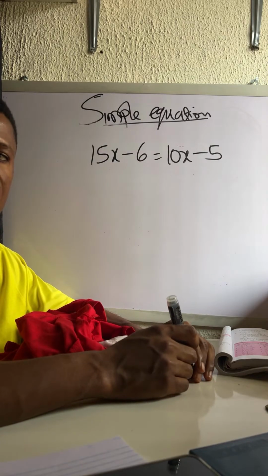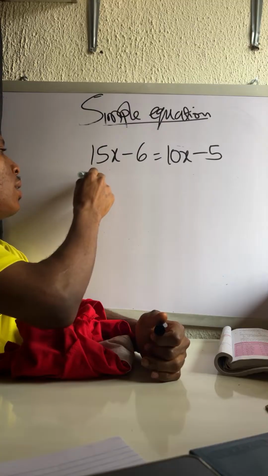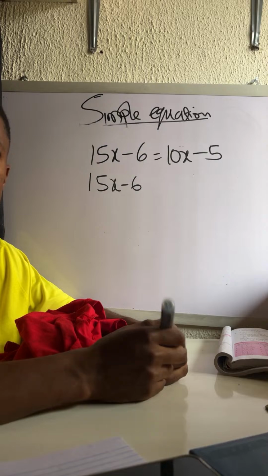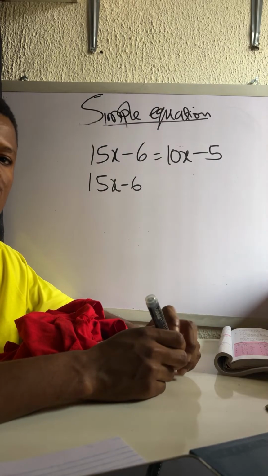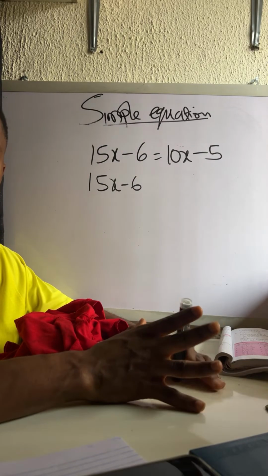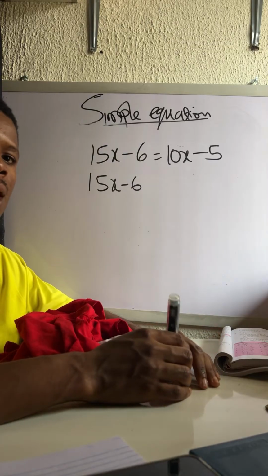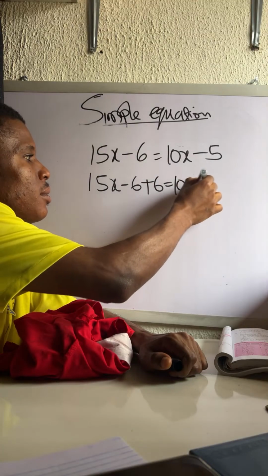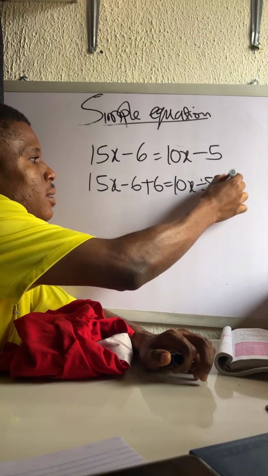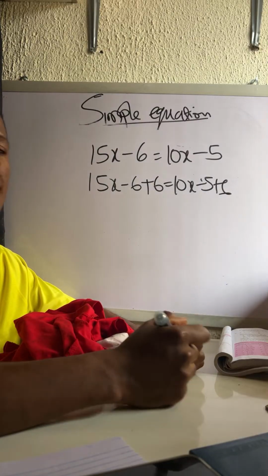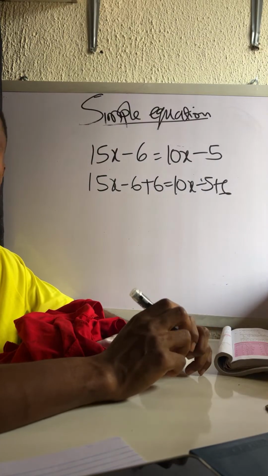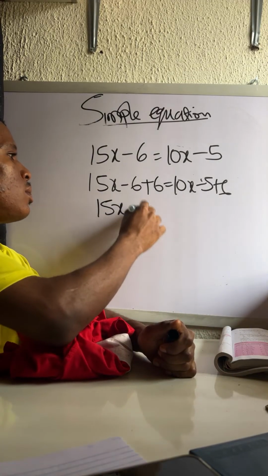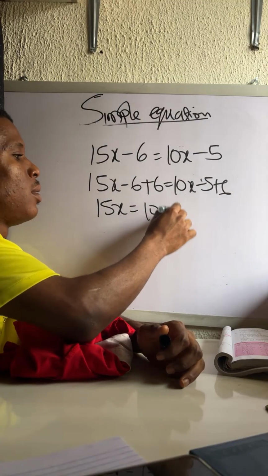For us to do this, it is very, very simple. You have 15x minus 6. The first thing we have to do is to get rid of the 6. To get rid of the 6, we are going to add 6 to both sides. If you add 6, you have plus 6, and that equals 10x minus 5, then plus 6. So minus 5 plus 6 is basically 1. So you have 15x equals 10x plus 1.